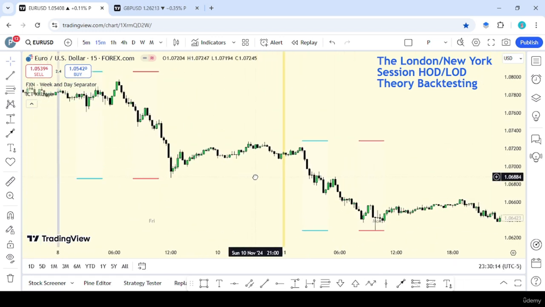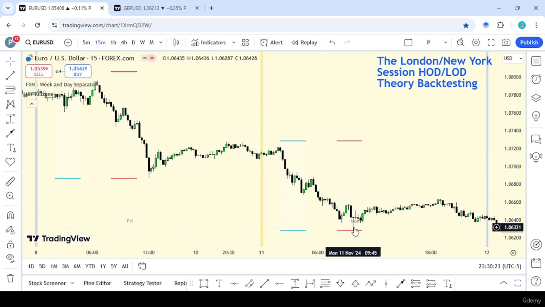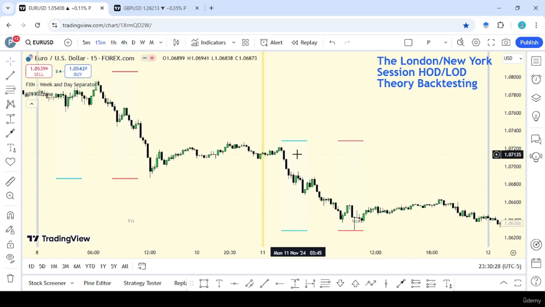Then the very next day, this is on Monday now again, we had the high created at 2 a.m. This is London session. And then the low was created at 9:45 a.m. New York session. So you can see this day actually both sessions created the high and low. So if you took your entry right here, you're benefiting from this entire move.